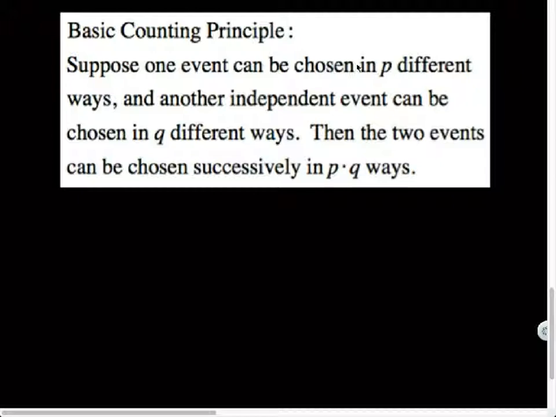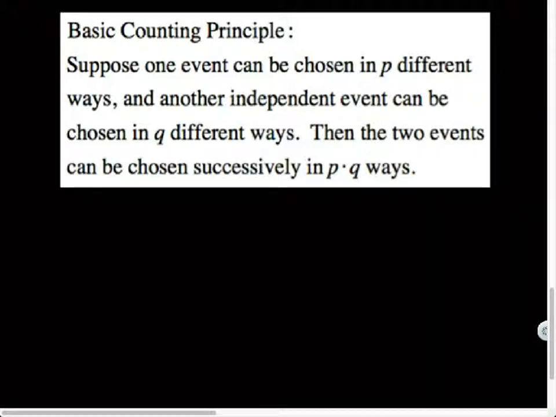So suppose one event can be chosen in P different ways, and another event, independent of the first, can be chosen in Q different ways. Then the 2 events can be chosen successively in P times Q ways. So if they're independent, I can multiply each of the events' possible outcomes to get the successive number of outcomes.